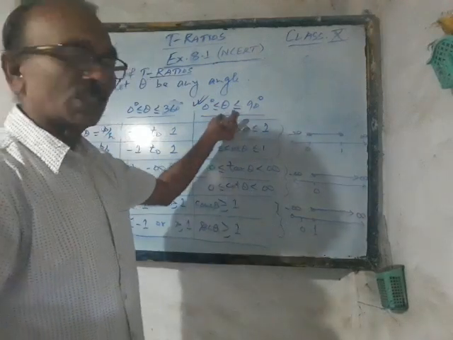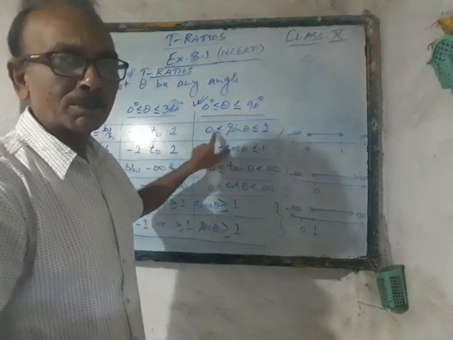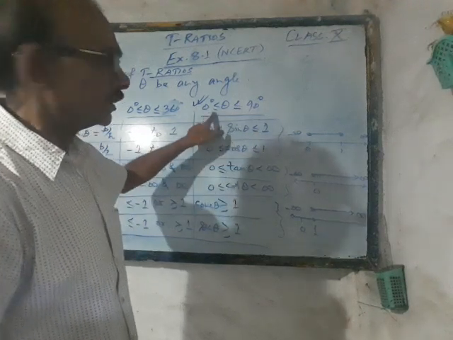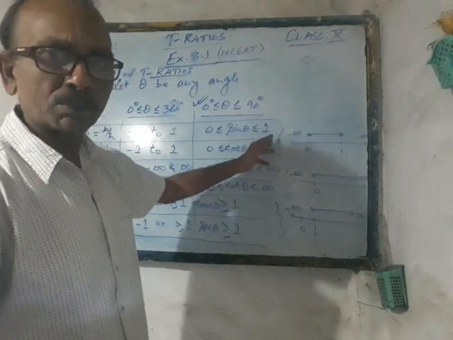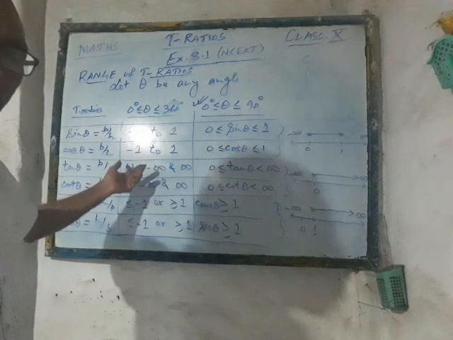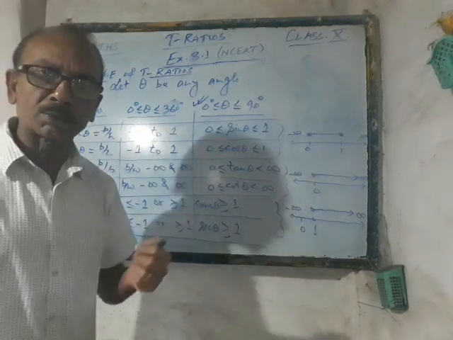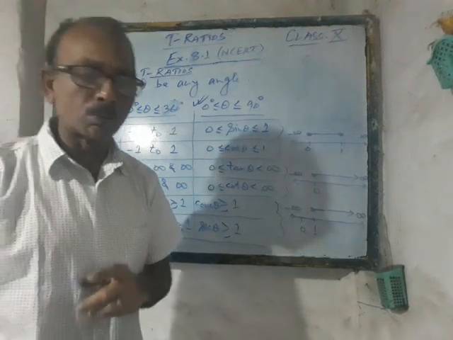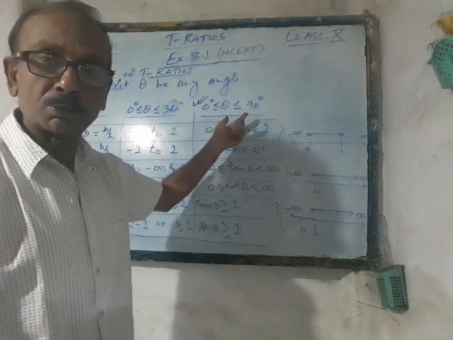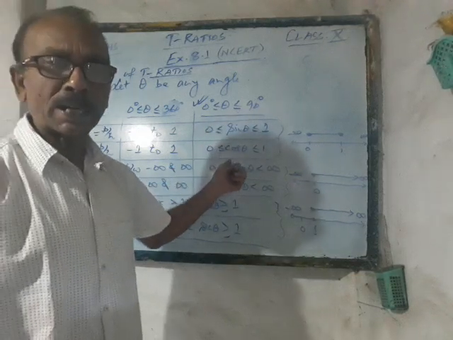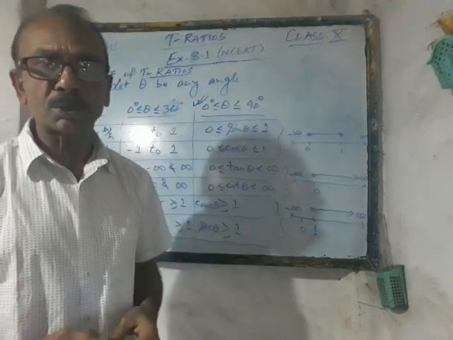So far as theta lying from 0 degree to 90 degree, the minimum value would be 0 and the maximum value would be 1. This is in your syllabus, so you just remember that the minimum value of sine theta is 0 and the maximum value is 1. Likewise, cos theta also varies from -1 to 1. Means what? The minimum value of cos theta is -1 and the maximum value of cos theta is 1. But for theta varying from 0 to 90 degree, cos theta is from 0 to 1. So the minimum value of cos theta is 0 and the maximum value of cos theta is 1.